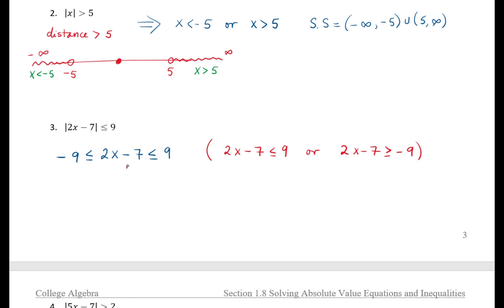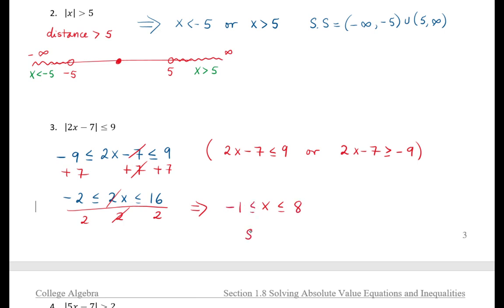So I add 7 to all three parts, right? So that this 7 will cancel, and I got -2 less than or equal to 2x less than or equal to 16. And finally, I divide all by 2 so that these two will cancel. So from here, I got x less than or equal to 8, but also greater than or equal to -1.